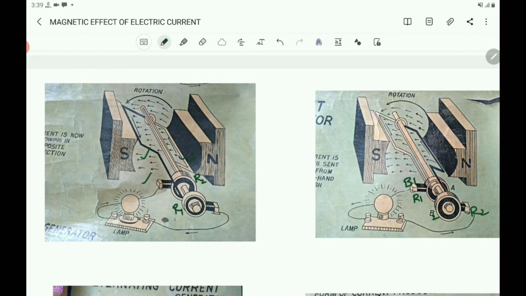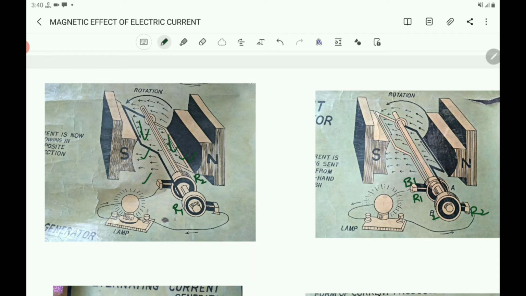According to Fleming's right-hand rule, the induced current flows from A to B in the arm AB. See the direction here. And C to D in the arm CD. A to B in arm AB and C to D in arm CD.